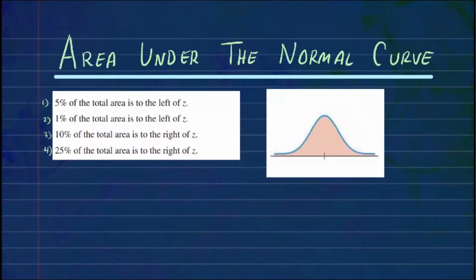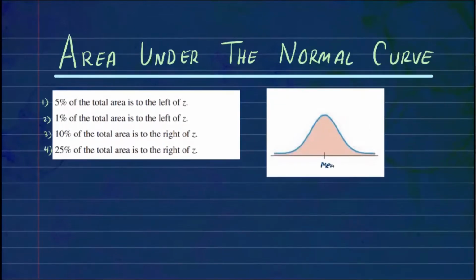The normal curve, sometimes called the normal distribution, has the mean right at the center. This is where the mean is, and often the mean is represented by the Greek symbol mu. It is symmetric right at the mean. To the left of it you have the negative z-scores, and to the right of it you have the positive z-scores. The center, the mean, is always 0.